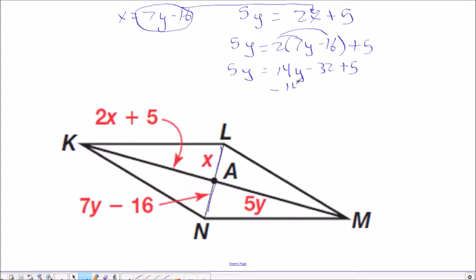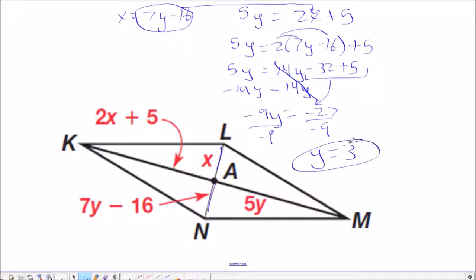I'm going to subtract 14y. So I get negative 9y equals, those cancel out, and negative 32 plus 5 is negative 27. So I'm doing two steps in one. Divide by negative 9. So y equals 3. I'm going to plug that back in up here. 7 times 3 minus 16. So x equals 21 minus 16. So x is 5. Okay, there's y, there's x.